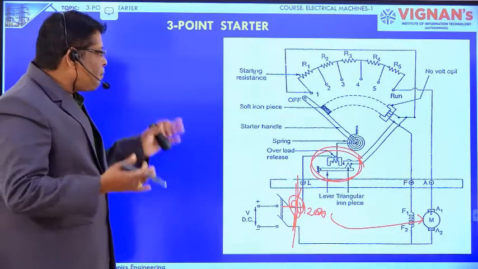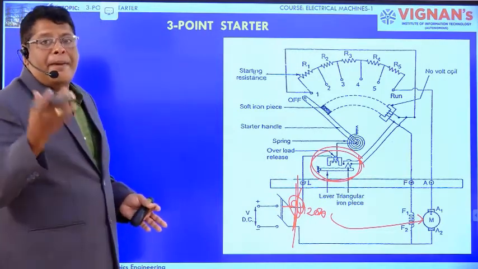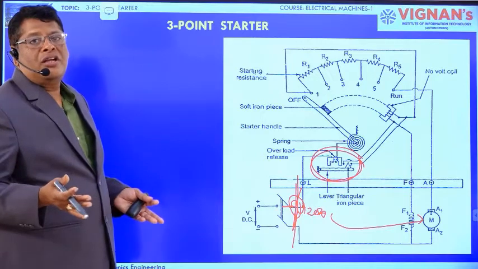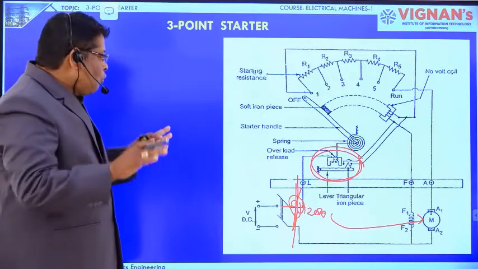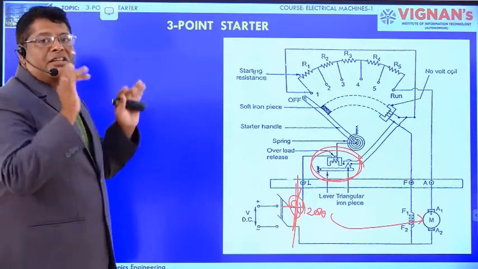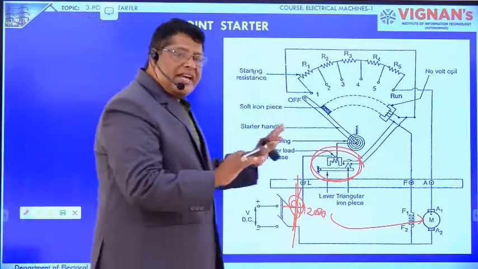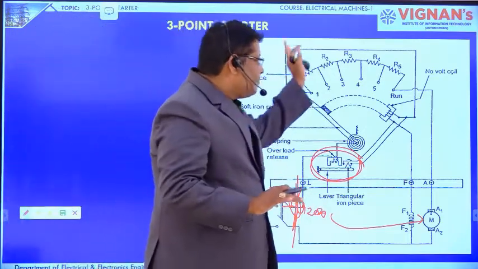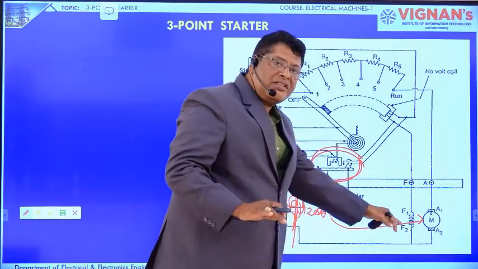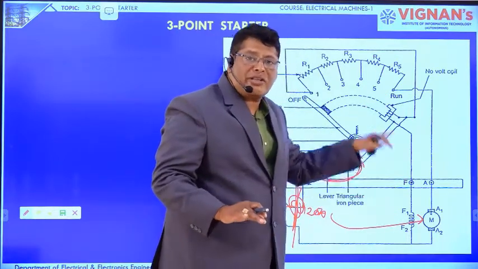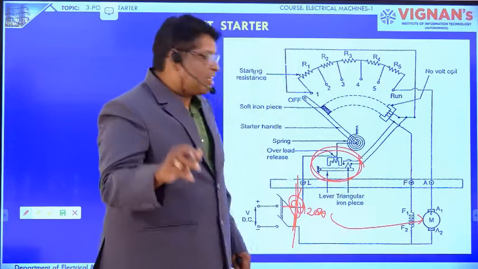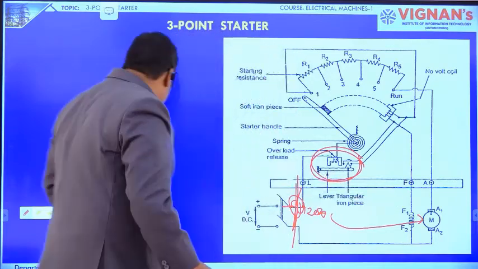Nowadays, the 3-point starter is equipped with a bimetal or fuse only. There is no separate overcurrent protection in a 3-point starter. But the 3-point starter has two functions. One is it limits the starting current. Another is it can protect the machine if any fault occurs in the field winding.